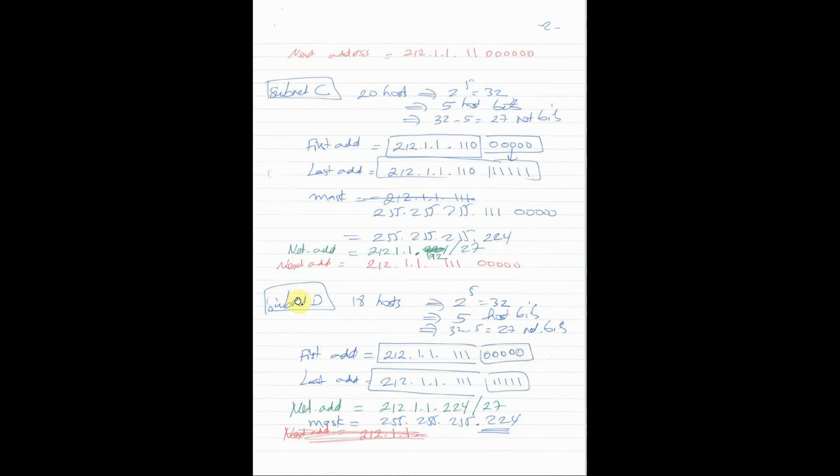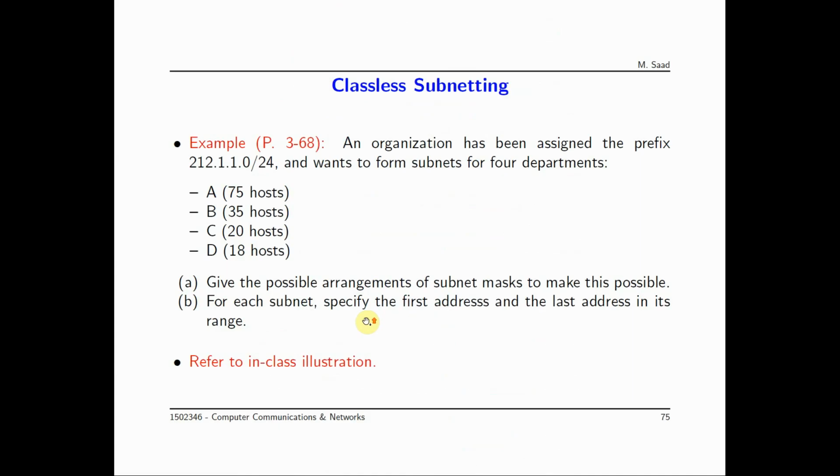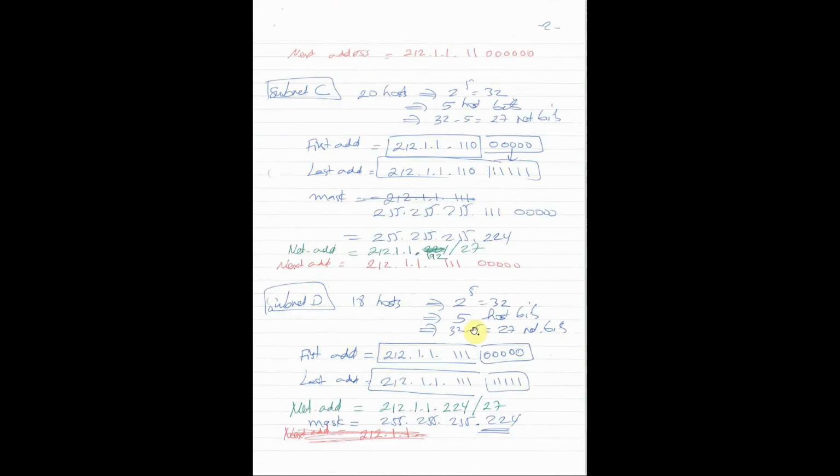However, let's decide on how many host bits and how many network bits we need for subnet D, and that comes from the number of hosts. Subnet D requested 18 hosts. 2 to the power of 5 is 32. However, 2 to the power of 4 is 16, not enough. So we have to go with 5 host bits, which implies 32 minus 5 is 27 network bits. So when we put the first address the same as that, let's encircle only 5.